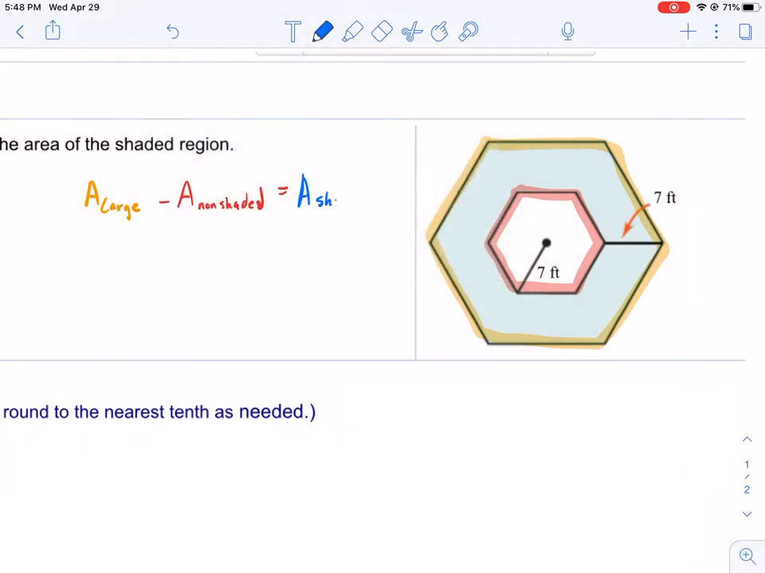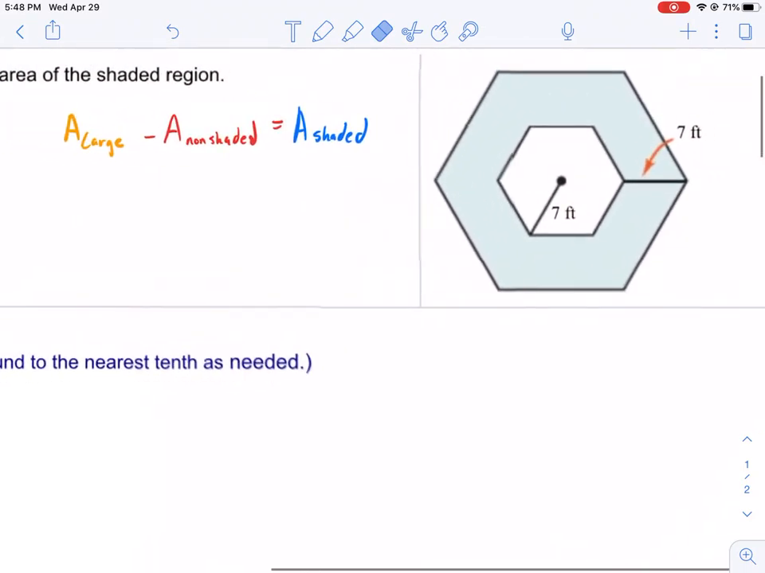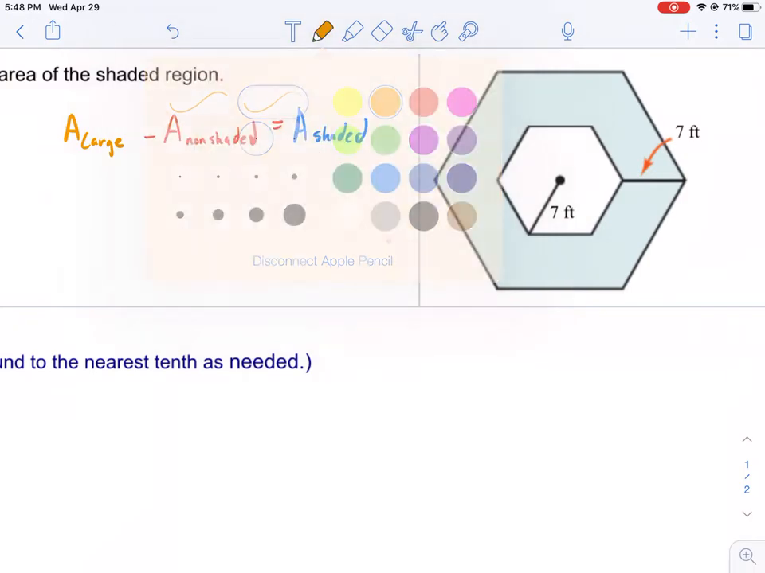So this is kind of a surefire system for you to be able to find the area of anything. The whole premise is you take the big area, subtract what you don't want to include in your area, and it makes it a lot easier most of the time to do that versus something else. So let's go ahead and start applying that. We need to start with finding the area of the large polygon.